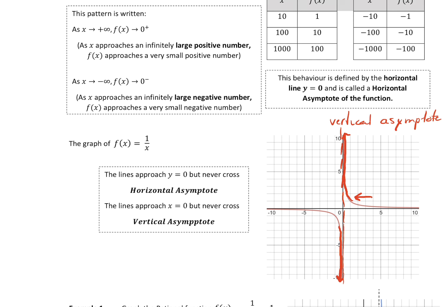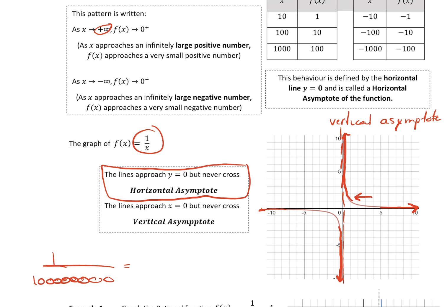Now you also have a horizontal asymptote, and you'll see here as x goes to positive infinity, if x goes this way, it means as x gets infinitely large, 1 over a huge number is going to be a very, very small number, which gets infinitely close to 0. And same from the negative, it's going to be a very, very small negative number. So you can see as it goes to infinity, it gets infinitely close to 0, but it will never cross it, never touch it.